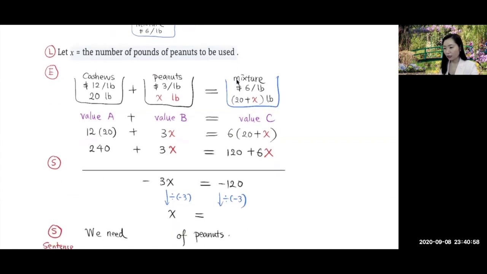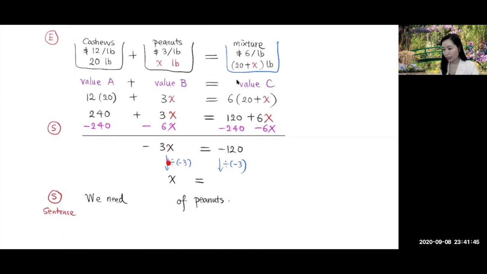Now to isolate x, say we want the x on the left side, then you will subtract 6x on both sides. Now you get the x on this side, and you would like to have the number on the other side. So you get rid of this number by subtracting 240 on both sides. That will give you 3 minus 6 is -3, so -3x. Here, subtracting that is -120. Now we undo this multiplication by dividing. Divide by -3 on both sides.